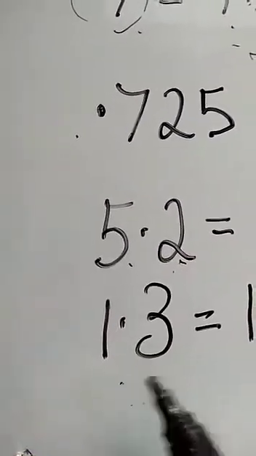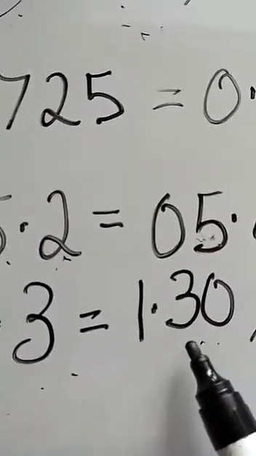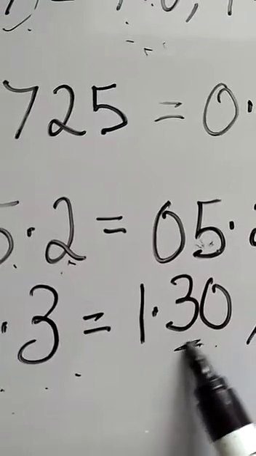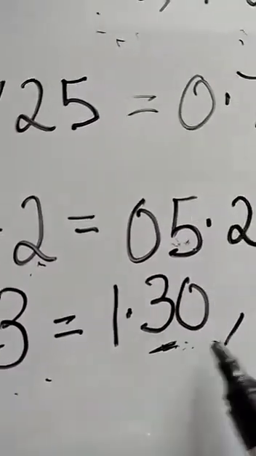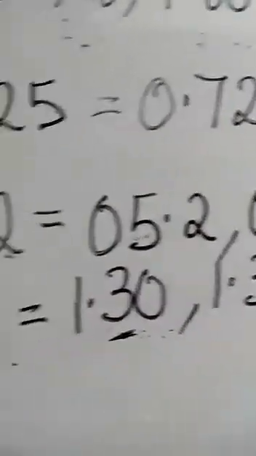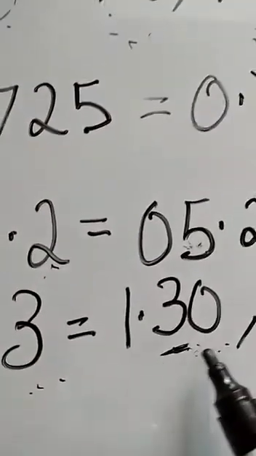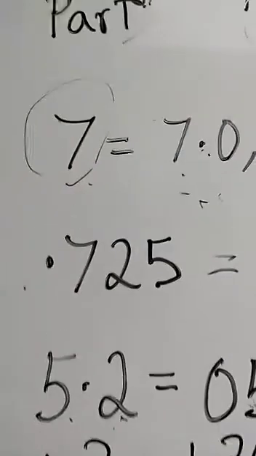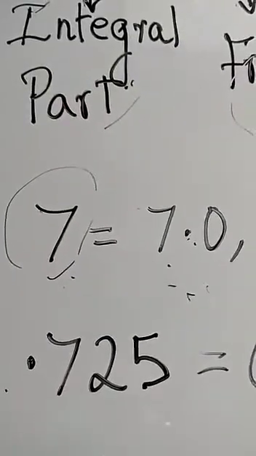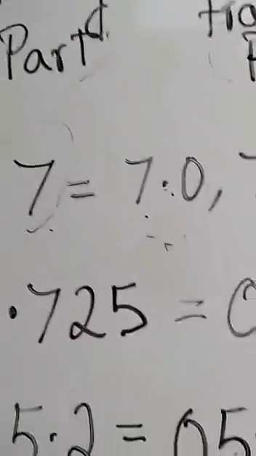Next point, if you have a decimal number like this, in the fractional part, after the last digit at the right end, you can put however many zeros. It doesn't change the value. That is, 1.3 can be written as 1.30, 1.300. Okay, so these are the points to be noted about decimal numbers.